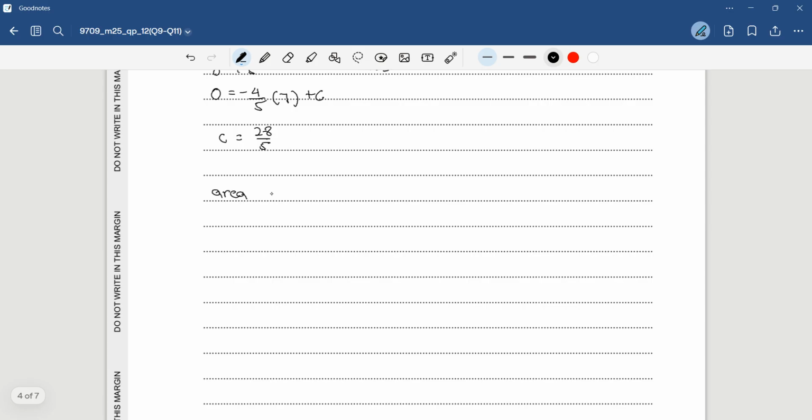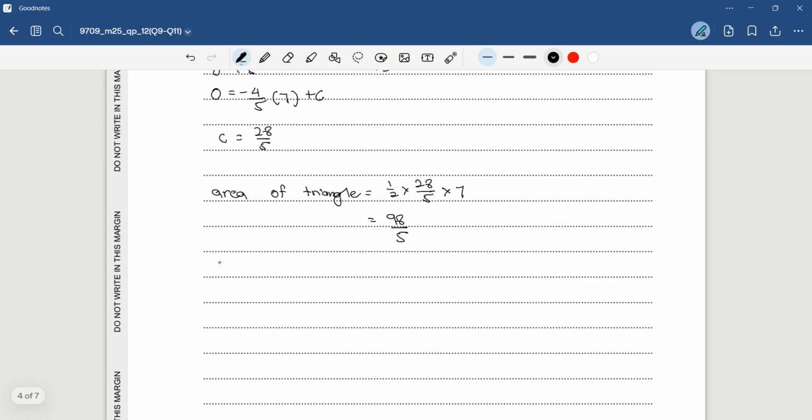So area of triangle will be 1 over 2 multiply 28 over 5 multiply by 7, which will be 98 over 5.